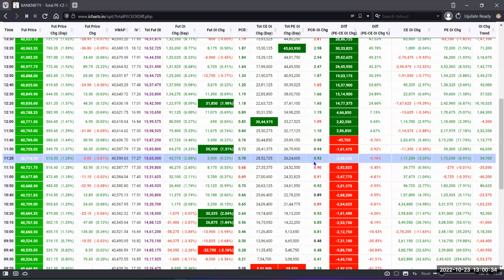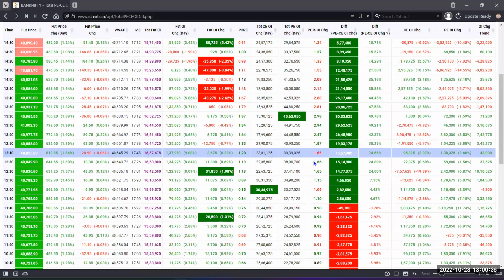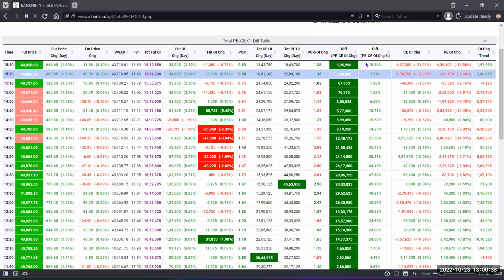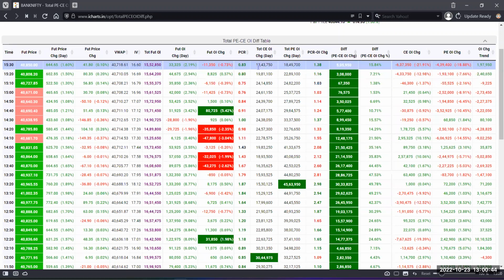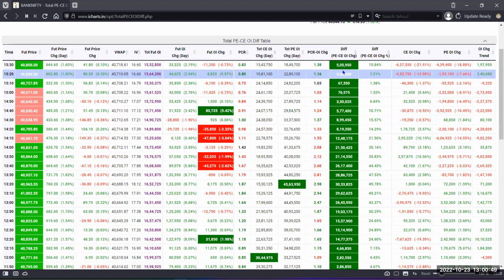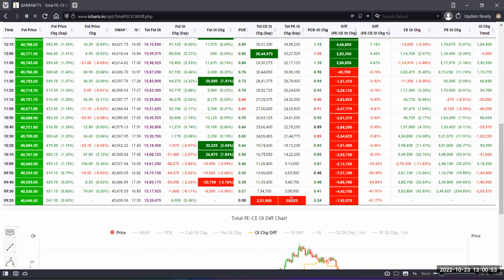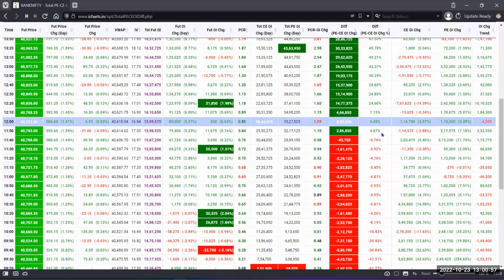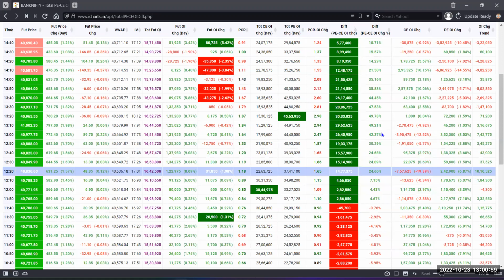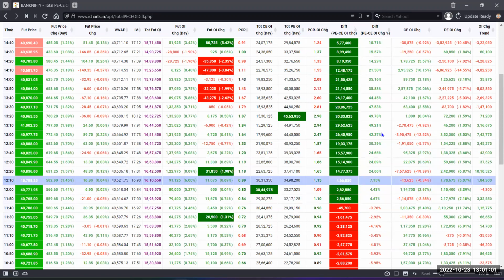Now the next thing to look at over here: this diff percentage is just this figure as a percentage of this data, call OI change plus put OI change. So basically, this figure number divided by this plus this. That gives you this percentage. So this also quickly gives you an idea how strong the diff is and how it's moving.